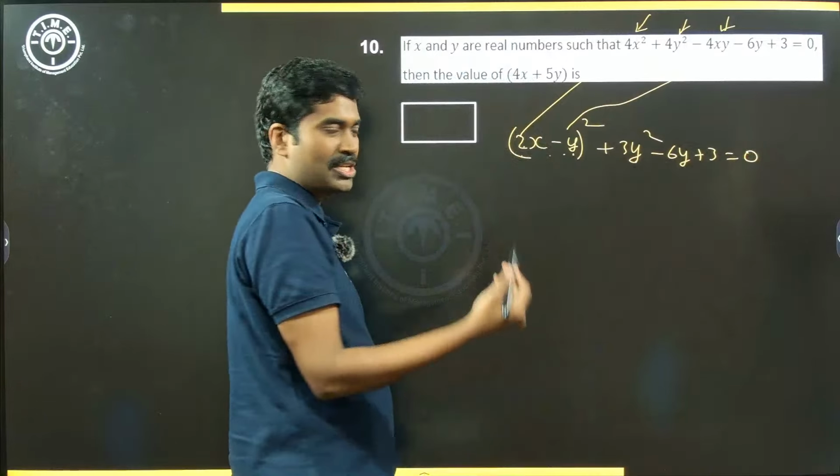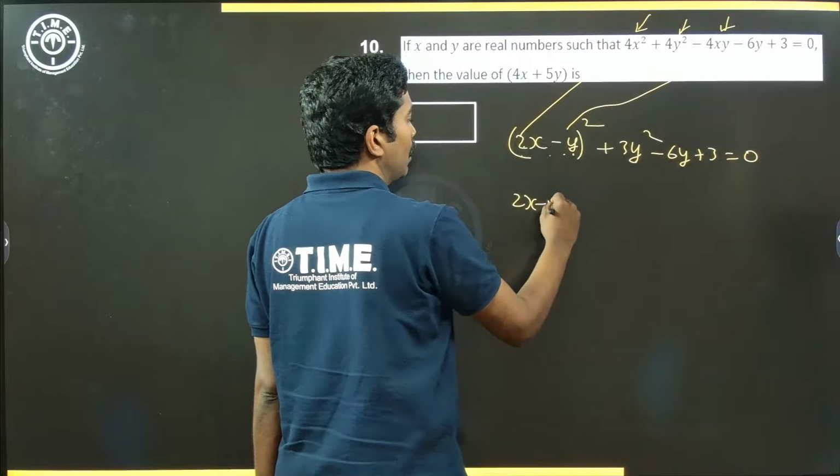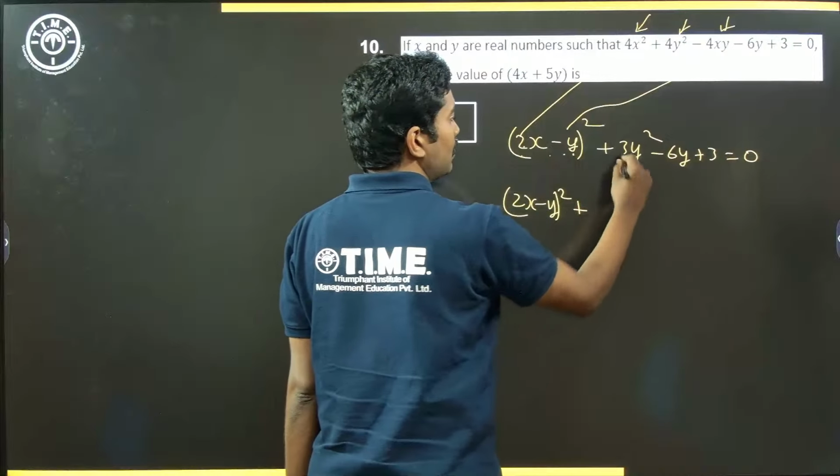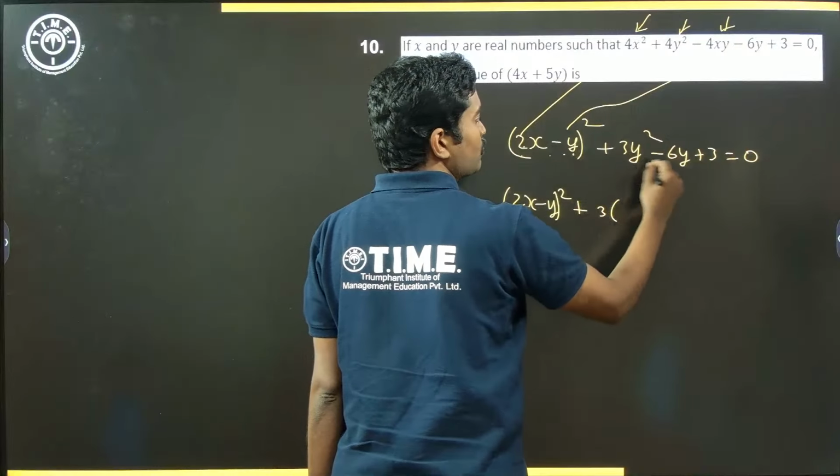Now this is taking shape actually. 2x minus y whole square plus, take 3 common. Y square minus 2y plus 1 is y minus 1 whole square.